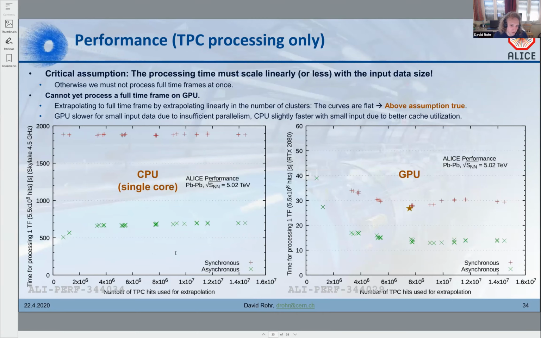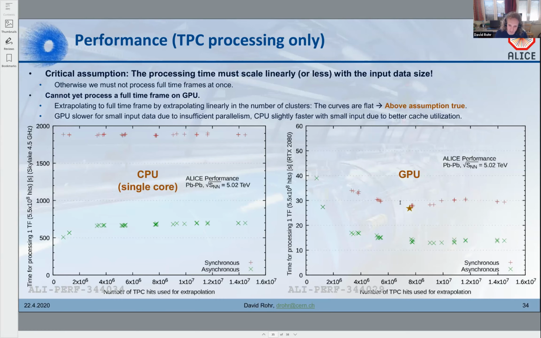So at some phases, we are not reusing the memory, which means we cannot process a full time frame on the GPU yet. And what this figure shows you is the processing time estimated for a full time frame by just scaling linearly with the number of clusters. And on the x-axis, you see the number of clusters that are used for the extrapolation. And we have this for CPU, single core on the left, and for GPU on the right.